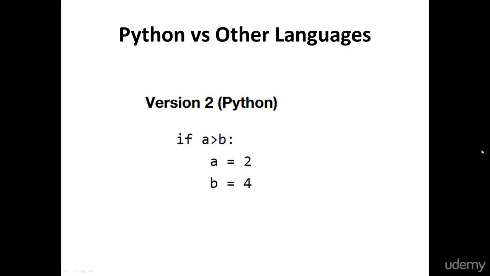What does this look like in Python? You'll notice the syntax is a lot cleaner and a lot simpler. This is one of the main beauties and what people really enjoy about Python. So you'll notice here we just have a direct statement: if A is greater than B, colon, and you'll notice some white space here, which we'll make clear in a couple more slides in the future. You'll see it resets A is equal to 2 and B is equal to 4.